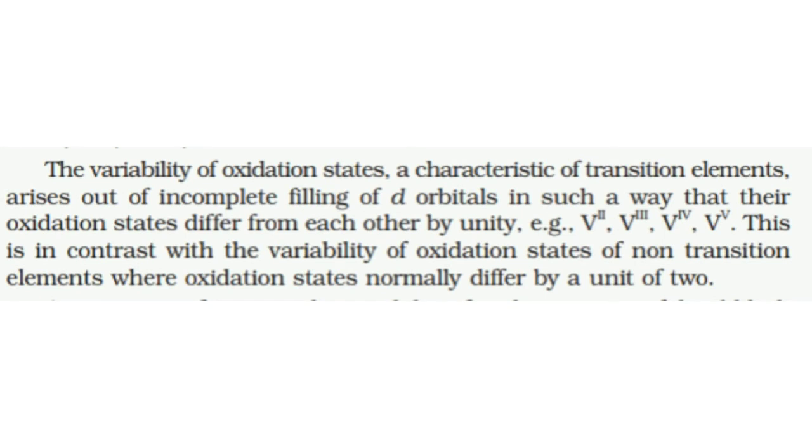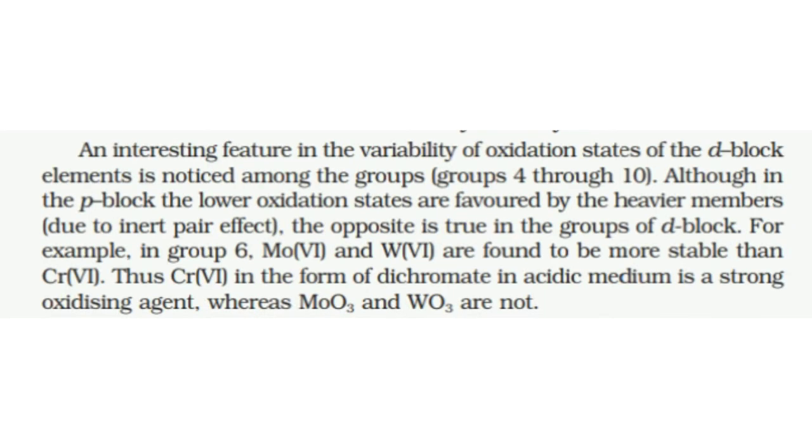The variability of oxidation states, a characteristic of transition elements, arises out of incomplete filling of d orbitals in such a way that their oxidation states differ from each other by unity. Example: vanadium(II), vanadium(III), vanadium(IV), vanadium(V). This is in contrast with the variability of oxidation states of non-transition elements, where oxidation states normally differ by a unit of 2. An interesting feature in the variability of oxidation states of the d-block elements is noticed among the groups 4 through 10.